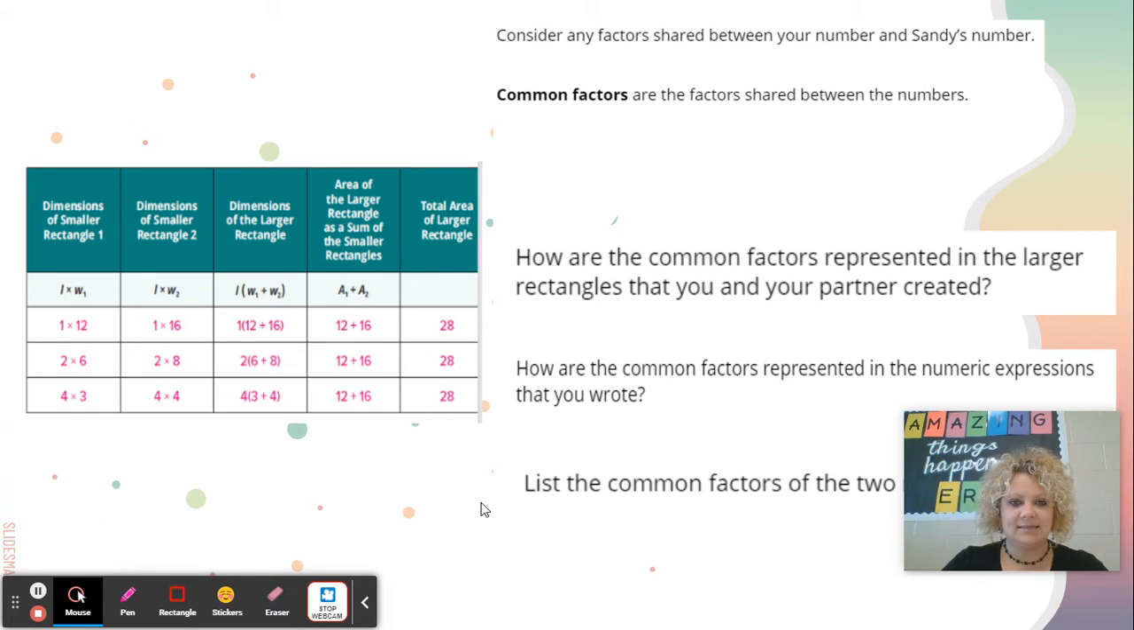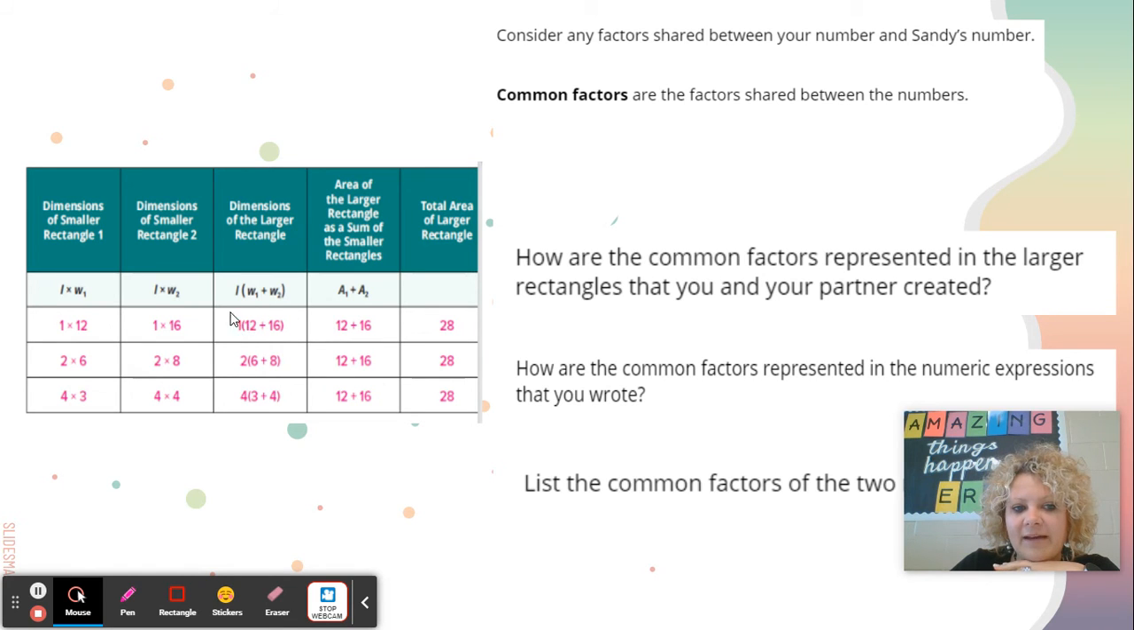All right. So some things to consider: any factors shared between your number and Sandy's number, which we talked about. So here was 1 and 1, 2 and 2, 4 and 4. Those were common between the two rectangles. Common factors are the factors shared between the numbers. So something to think about is how common factors are represented in the larger rectangles that you and your partner created.